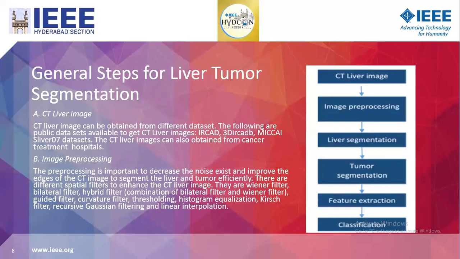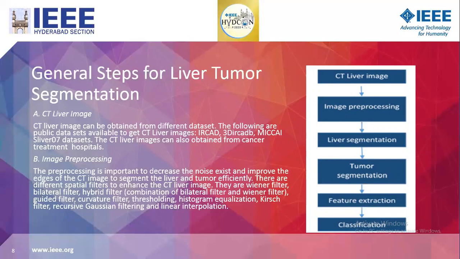General steps for liver tumor segmentation. Here we will be discussing the general steps to segment the liver tumor. The first step is CT liver imaging. The CT liver image can be obtained from different data sets. We have public data sets such as IRCAD, 3D-IRCADb, MICCAI, SLIVER07 datasets. CT liver images can also be obtained from cancer treatment hospitals. The CT liver images should be given as the input to this system.